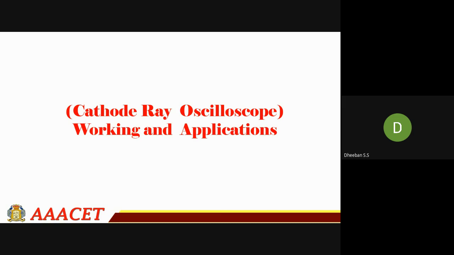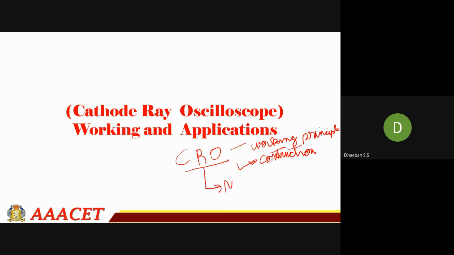In today's lecture, we'll be dealing with the cathode ray oscilloscope, which is nothing but the CRO. We'll be seeing its working principle and its construction also. Where will your CRO be used? Your CRO will be used in practical applications as well as for measurements. It will be used mainly for measurements.